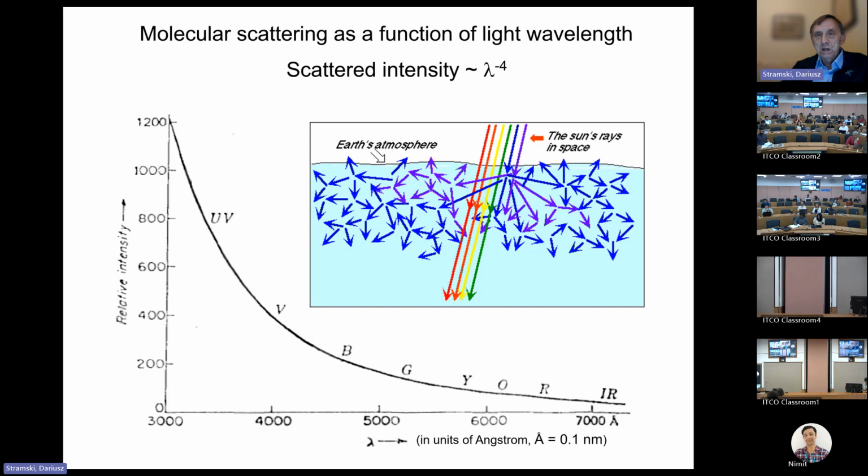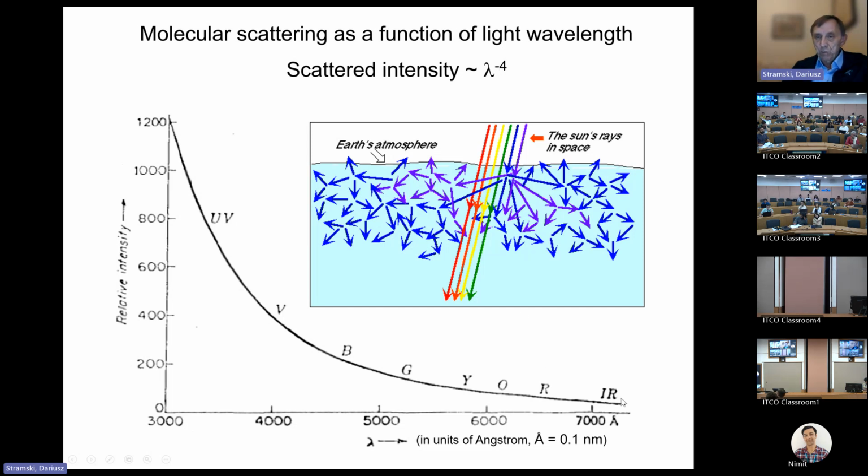Very quickly, a couple of comments about scattering as a function of wavelength. Molecular scattering is very sensitive to light wavelength. Shorter wavelengths are scattered a lot more strongly than longer wavelengths, and molecular scattering is characterized by lambda to the power of -4. And for water molecules, that dependence is even stronger, with an exponent of about -4.3.